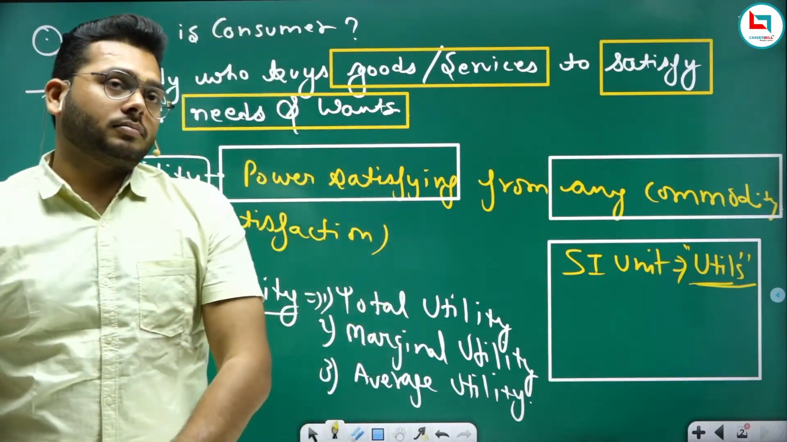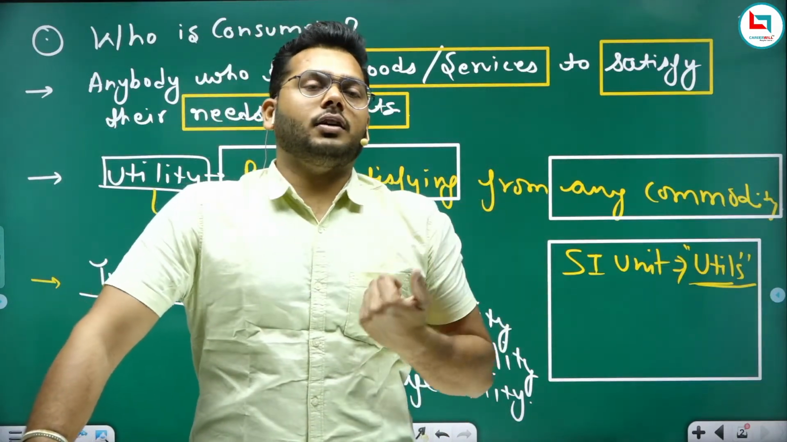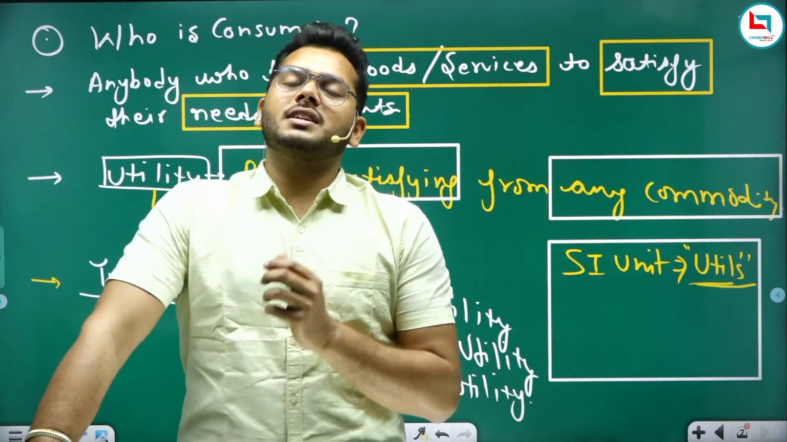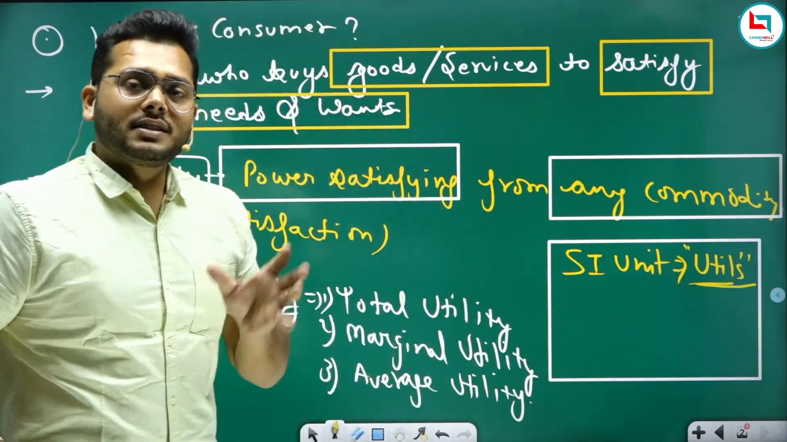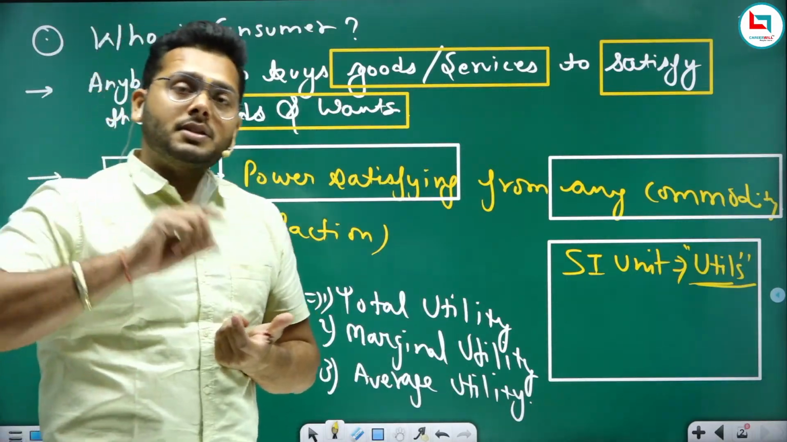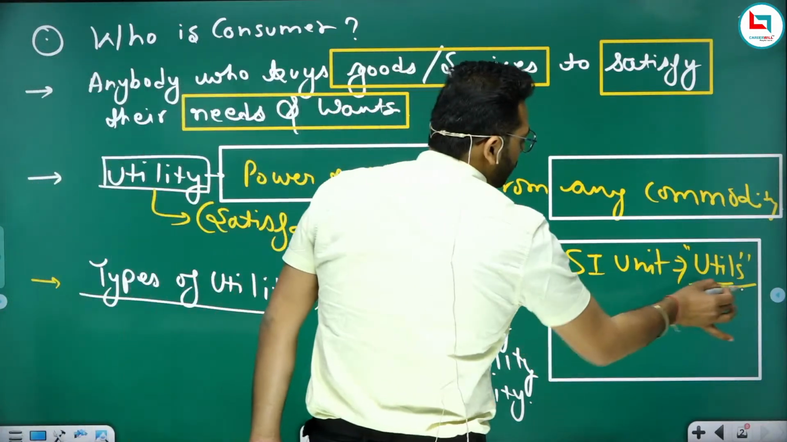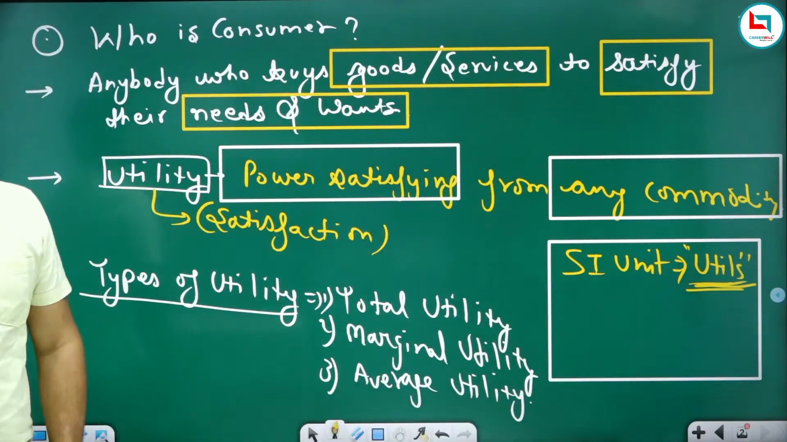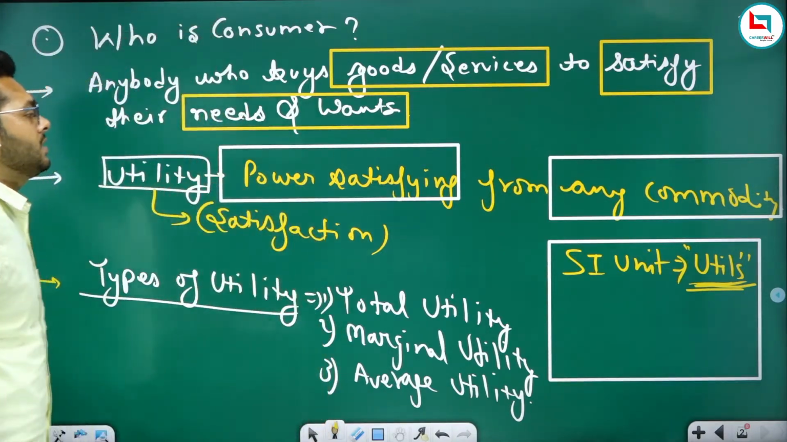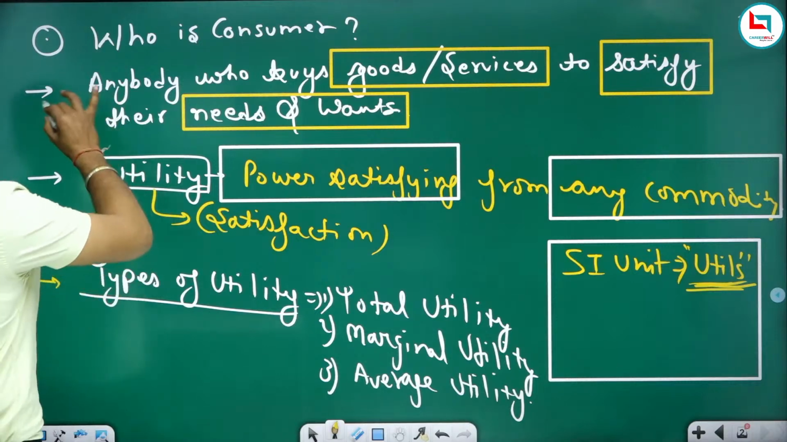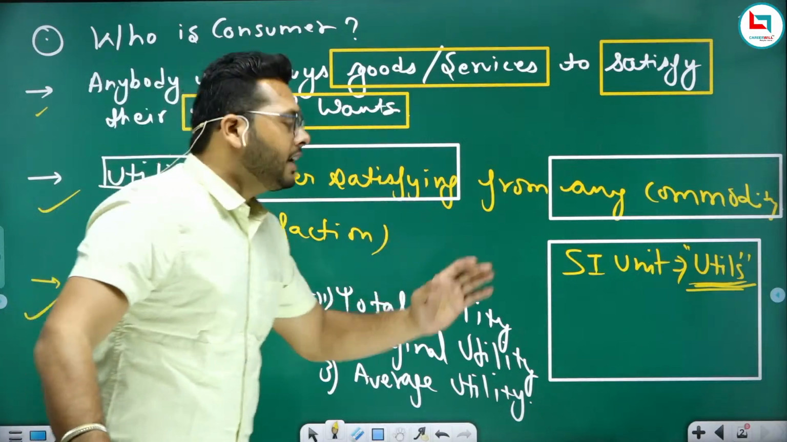But if you are spending 250 rupees and you are getting just 100 utils, 200 utils, then we can say you are not properly satisfied. So the worth you are spending must be equal to your satisfaction level, utility level. So utility is measured in utils. Am I clear to everyone? Is there any doubt from this slide? So we have understood who is a consumer, what utility is, the types of utility, and the SI unit of utility.